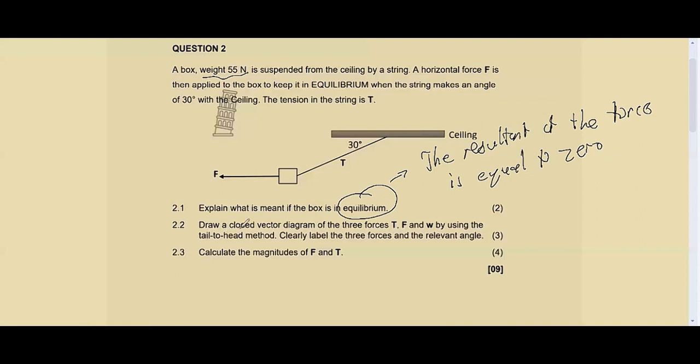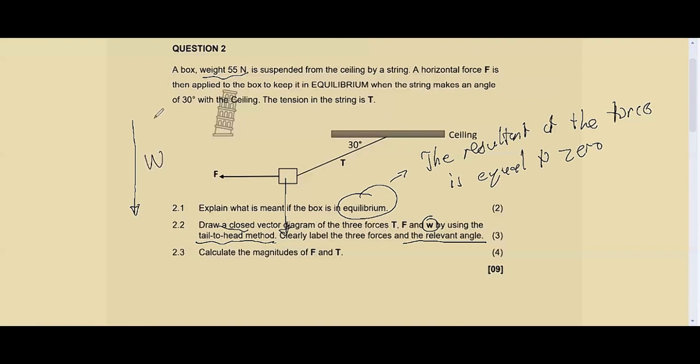Then 2.2 says, draw a closed vector diagram of the three forces T, F, and W by using the tail to head method. Clearly label the three forces and the relevant angle. We know that the W comes from the weight, which is obviously going downward. Weight is always acting downward. A closed vector diagram is actually a right angle triangle. This is the right angle triangle that we get if our system is in equilibrium. So this will be indicating our W.